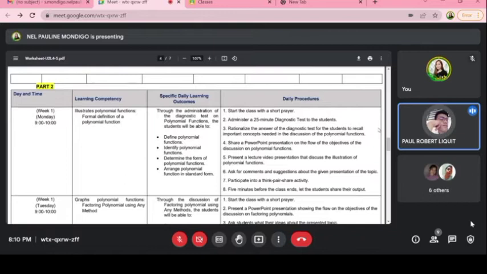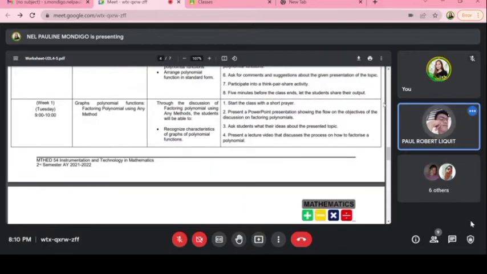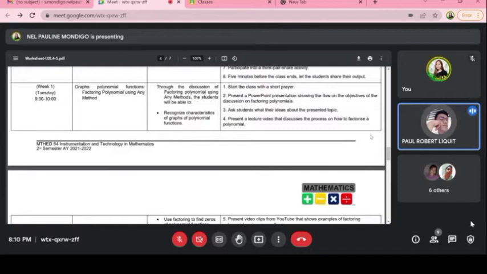Next is day and time, week 1, Tuesday, 9 to 10. The learning competency is graph polynomial function, factoring polynomial using any method. Next are the specific learning outcomes. Through the discussion of factoring polynomial using any method, the student will be able to recognize characteristics of the graph of a polynomial function.